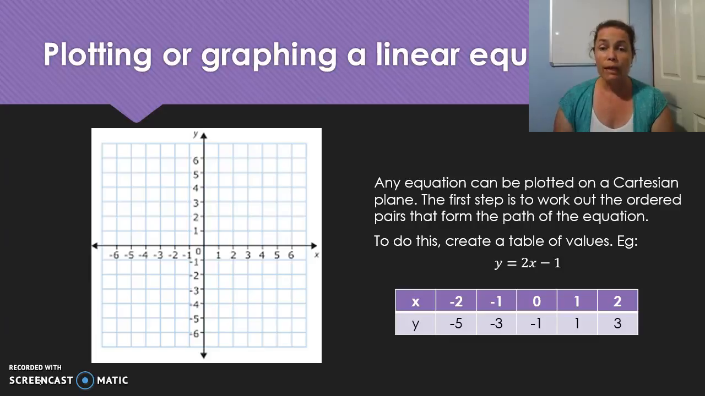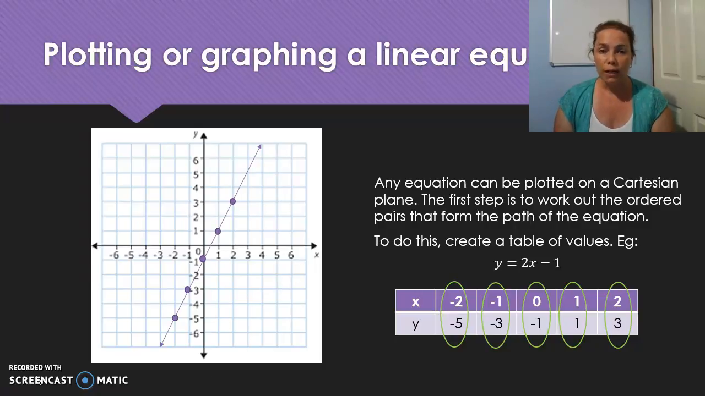For example, when x is negative 2, 2 times negative 2 is negative 4, minus 1 gives us the negative 5 that you see in the y cell directly below the negative 2 for x. When x equals 1, 2 times 1 is 2, minus 1 is 1, and there is our value. Now, these values give us our sets of ordered pairs that we can then plot, our x value and our y value, and then we can draw a line, and there it is.